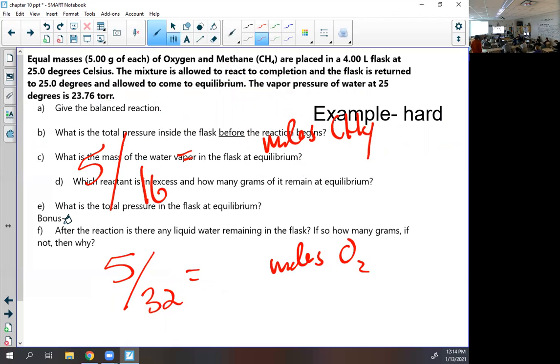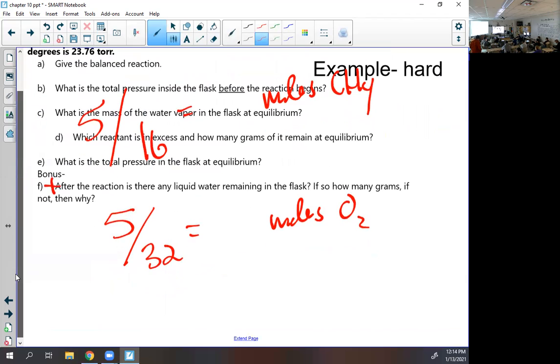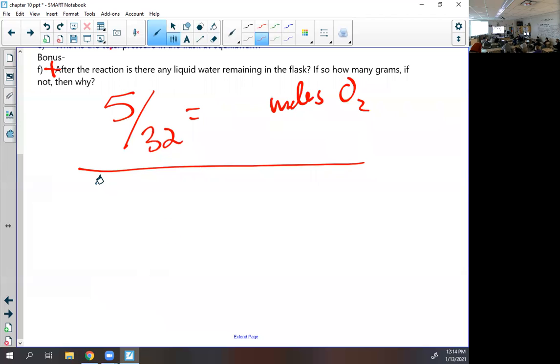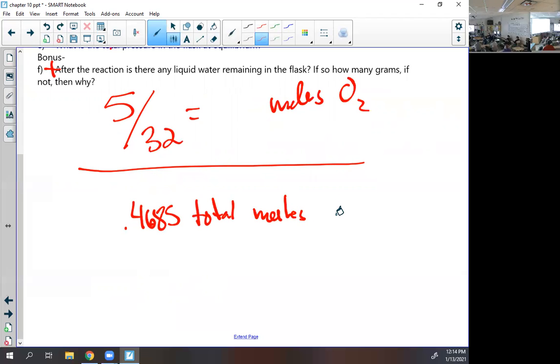All right, now these must be added together. Because in order to find PV = nRT, I need the total moles before the reaction. The word before was underlined, right? So make sure you got it. And I never did add them together, so I don't have that answer. All right. This is my total moles at the start, before any reaction happens.